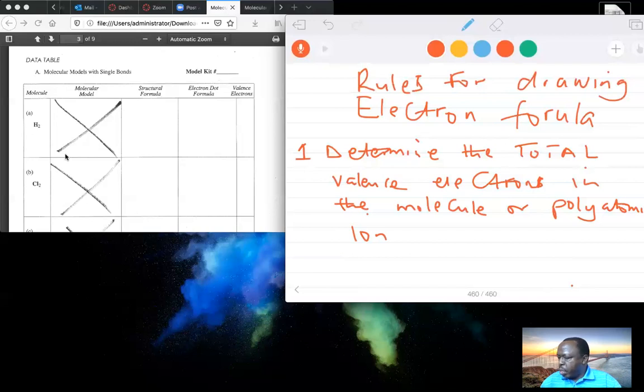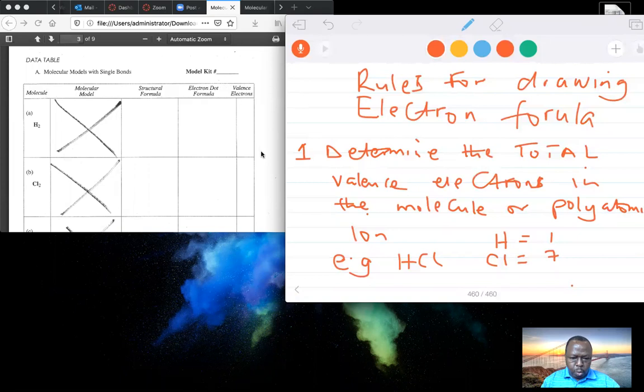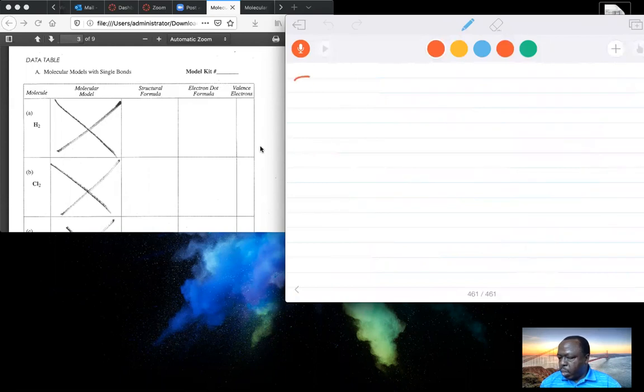Let me use chlorine. If I'm using HCl, for example, I'll say hydrogen is in group 1, chlorine is in group 7, so this is 7 valence electrons. Hydrogen is in group 1, chlorine is in group 7, and I have what? 8 valence electrons. You need to find the total number of valence electrons in the molecule. That's what I need to do. And then number 2 here is, once you do that, you know how many electrons you have.